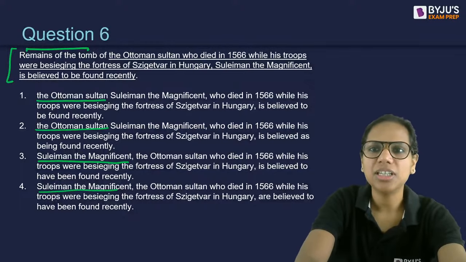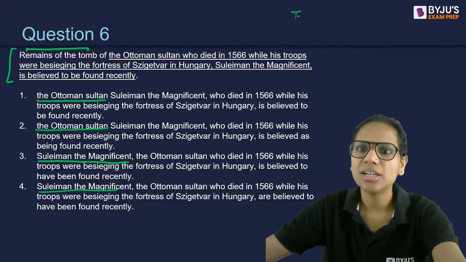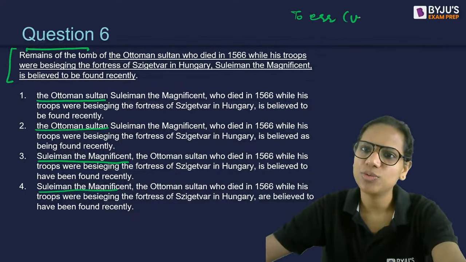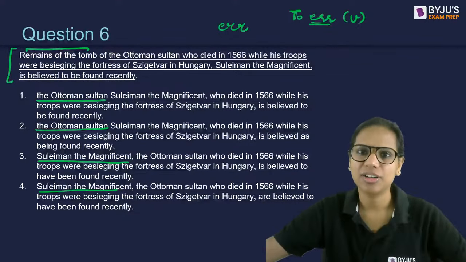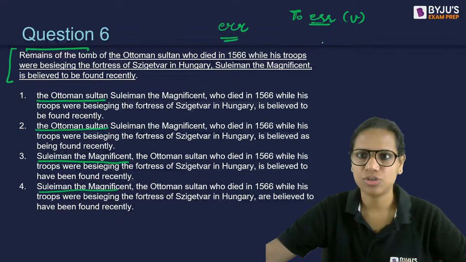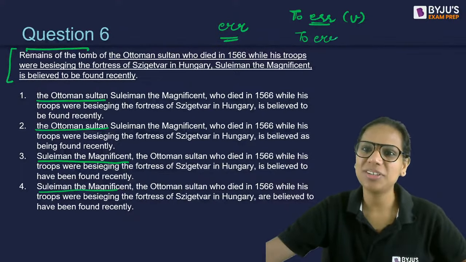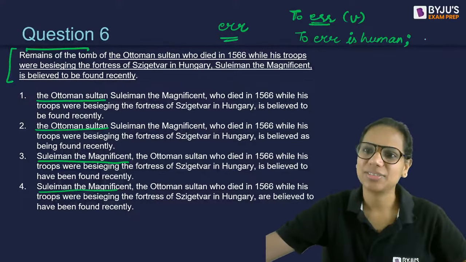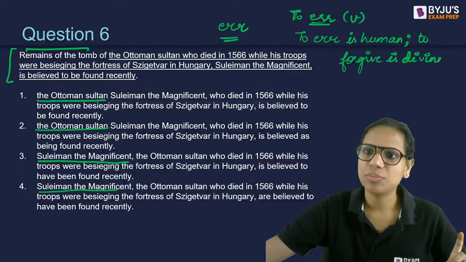Okay, so basically you are, I think, confusing two words here. Let me just clarify this. To err is very much a verb that is used in English. Even now, E double R. To err is to make an error. So to err is human, to forgive is divine. But that er simply means before.